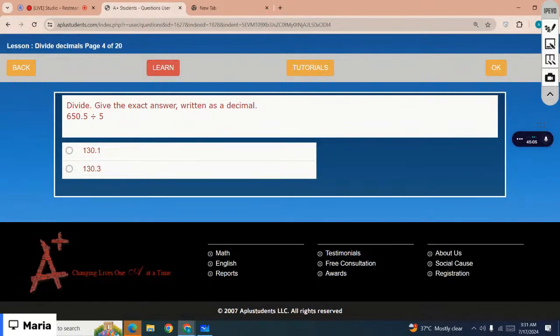Okay, 650.5 divided by 5, which is the correct option? That is 130.1. Option number one is the correct option.